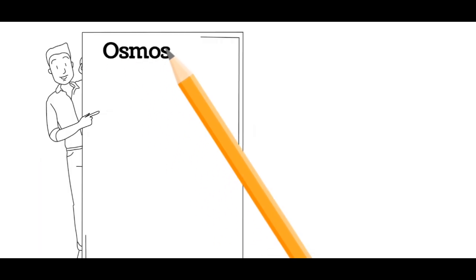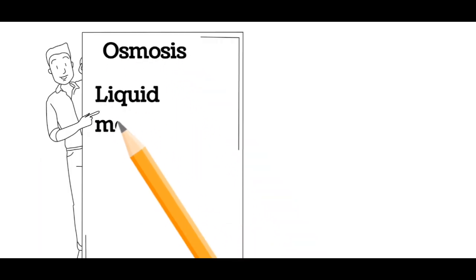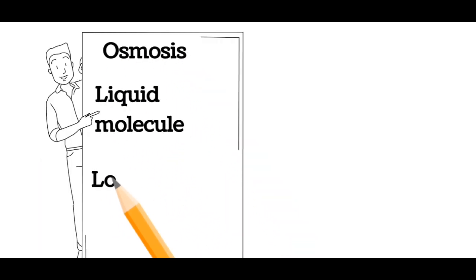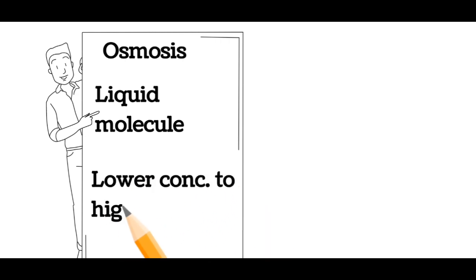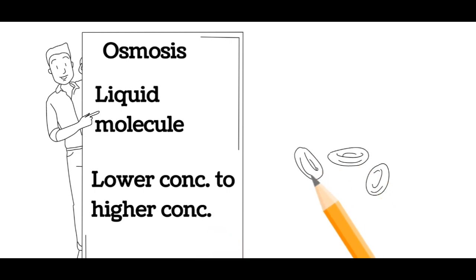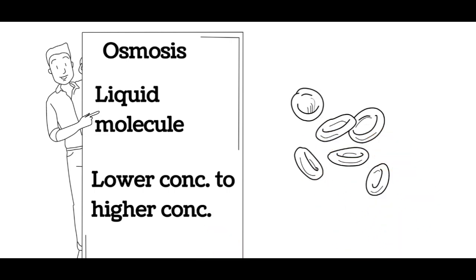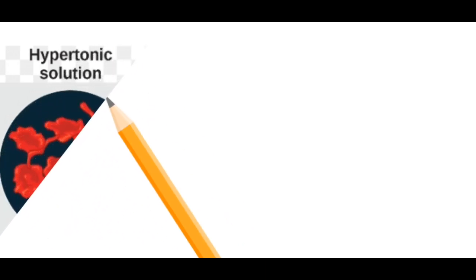Osmosis. This is the movement of liquid molecules from a region of lower concentration to a region of higher concentration through a semi-permeable membrane, in order to establish ionic equilibrium. Example: movement of water away from the red blood cell. Terms used in osmosis. Hypertonic solution. This is a solution whose concentration is higher than that of the cell content. Examples: salt solution, sugar solution.